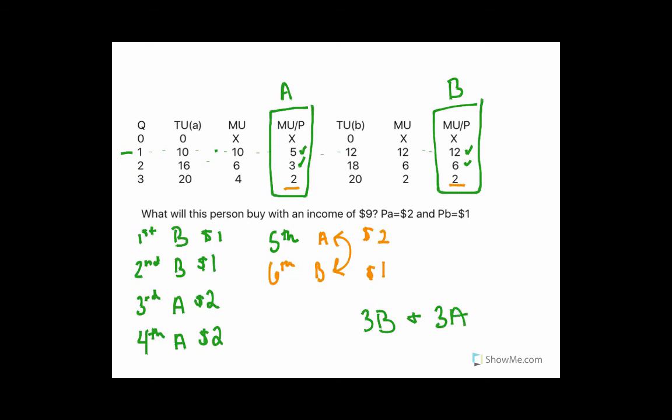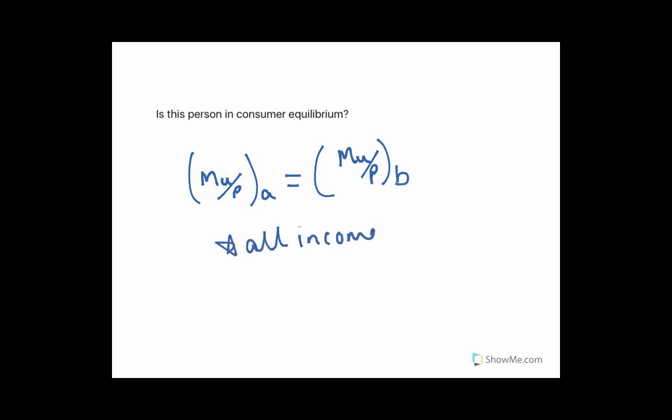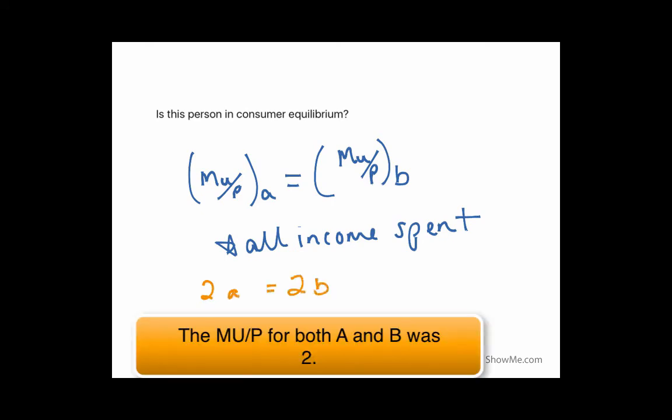Now let's move on to our final question. Is this person in consumer equilibrium? In consumer equilibrium, all income is spent such that the marginal utility over price of A is equal to the marginal utility over price of B. So because we ended with 2 utility over price of A and 2 utility over price of B, and the entire $9 income was spent, this person is in consumer equilibrium.